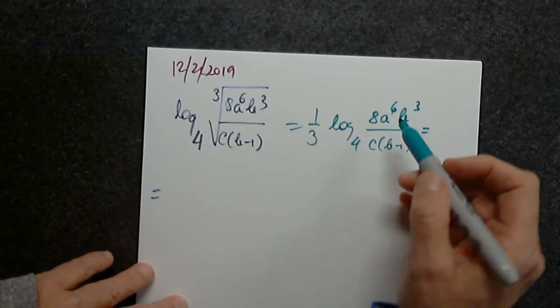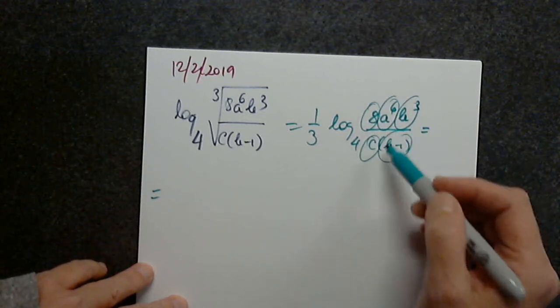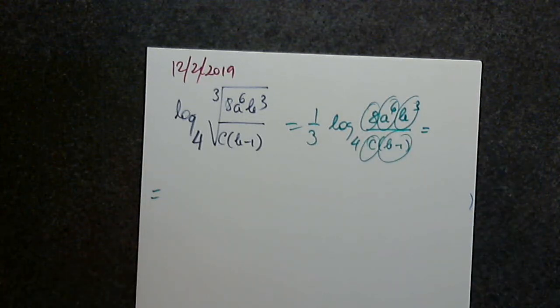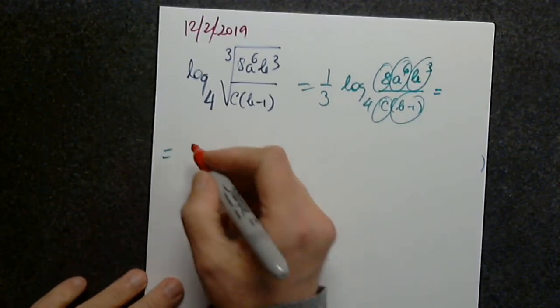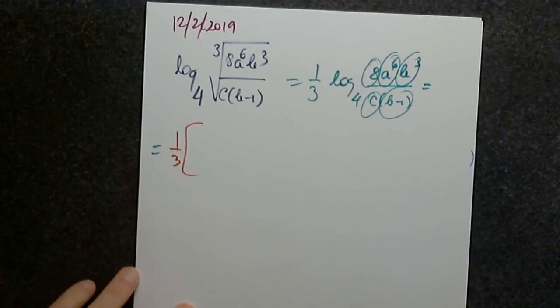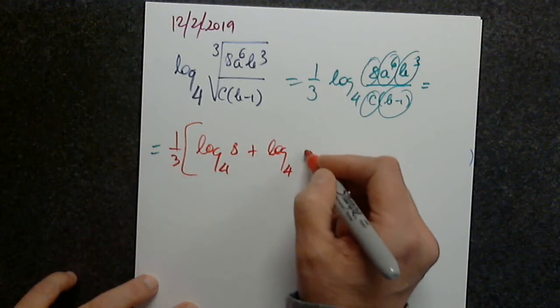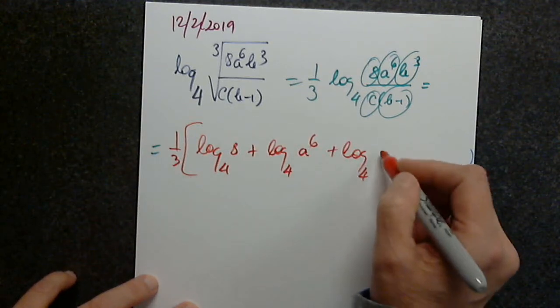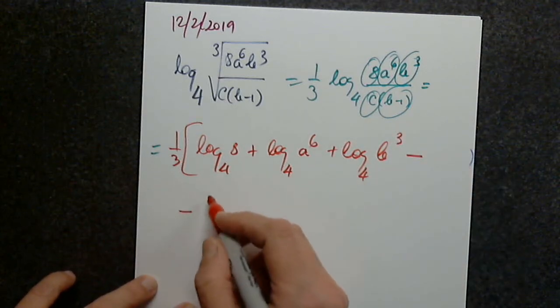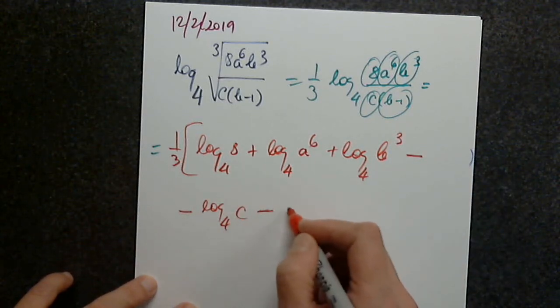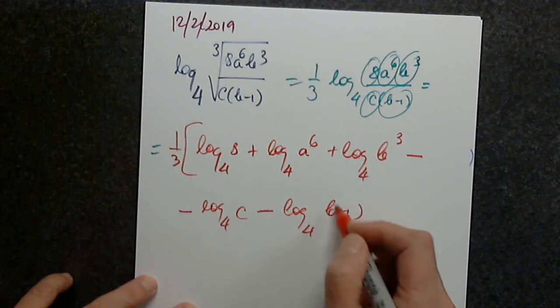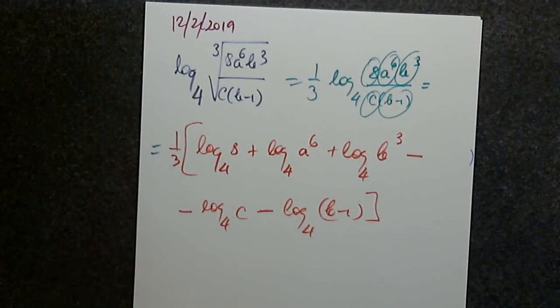Okay, now I see 3 factors at the top and 2 factors in the denominator, which means 3 factors will have plus in front, 2 factors will have minus in front. And all of them will eventually get that 1/3 distributed to them. So this is log base 4 of 8 plus log base 4 of a to the 6th plus log base 4 of b to the 3rd, but minus log base 4 of c and minus log base 4 of b minus 1.